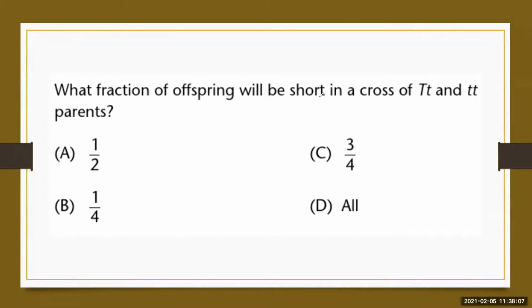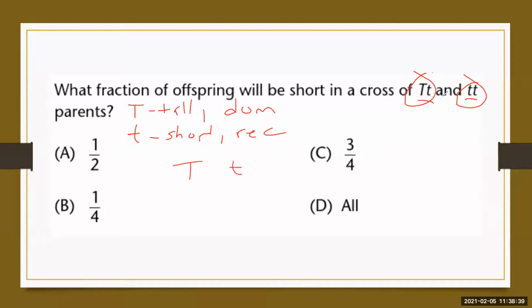Okay, so how do you do these? It says, what fraction of the offspring will be short in a cross of TT and T little t? So we're going to assume that big T means tall and it's dominant. Then we have a little t, which we're going to say is short, and we're going to assume it's recessive. So what we do is set up the cross of this with that. So we would do big T, little t.